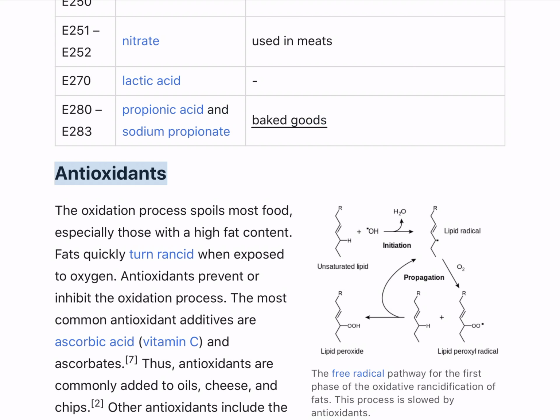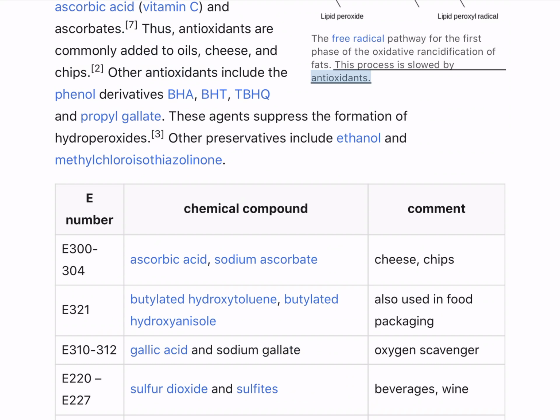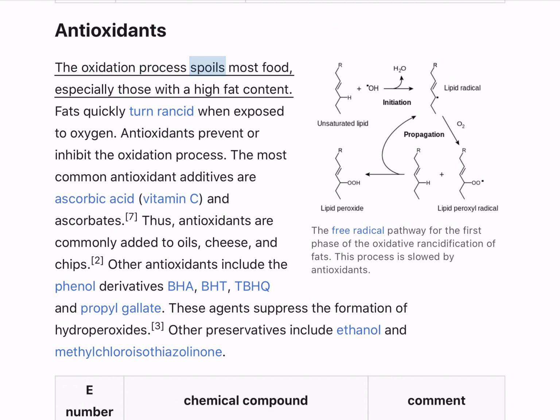Baked goods. Antioxidants. The free radical pathway for the first phase of the oxidative rancidification of fats. This process is slowed by antioxidants. The oxidation process spoils most food, especially those with a high fat content. Fats quickly turn rancid when exposed to oxygen. Antioxidants prevent or inhibit the oxidation process.